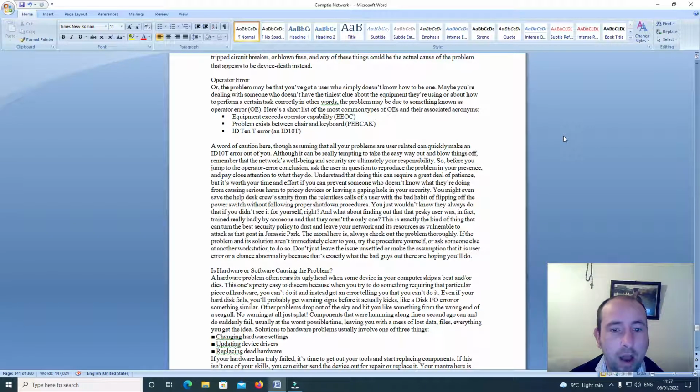ID10T error, ID10T. A word of caution here, though: assuming that all your problems are user related can quickly make an ID10T error out of you. Although it can be really tempting to take the easy way out and blow things off, remember that the network's well-being and security are ultimately your responsibility.